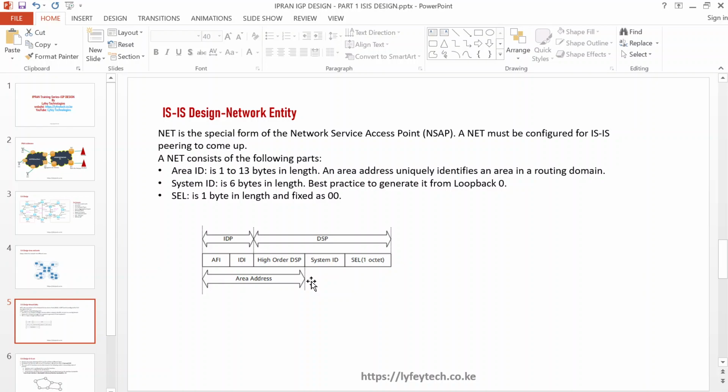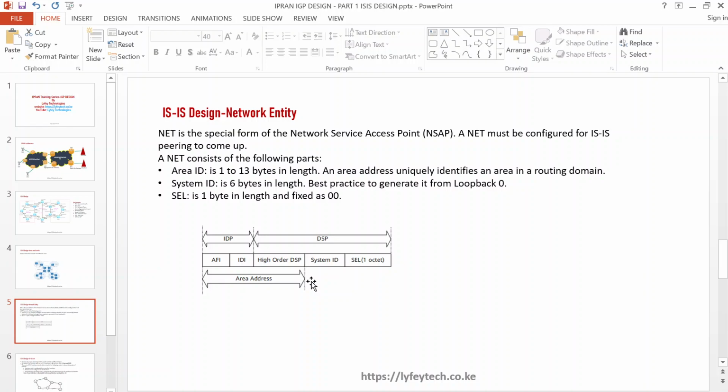Then you have the system ID. This one is normally 6 bytes in length, and many times we normally use loopback 0 to generate the system ID, because remember, loopback 0 is a unique system IP address. So normally we generate the system ID from the loopback 0. We can discuss the process of generating the system ID in our next series.